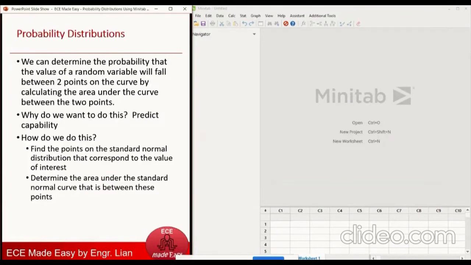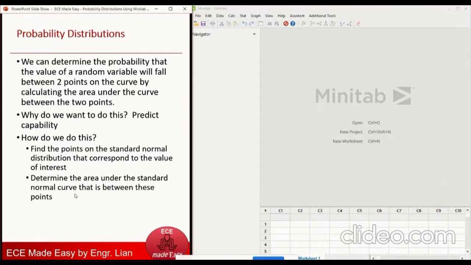The z-score can help us to determine the probability that a value of a random variable will fall between 2 points on the curve by calculating the area under the curve between those 2 points. It could be 2 specific points or 1 point and the other tail end, which is either negative infinity or positive infinity. So why do we want this? It is helpful in predicting the capability. And how do we do this? We can find the points on the standard normal distribution that correspond to the value of interest, and we can determine the area using the standard normal curve that is between these points.